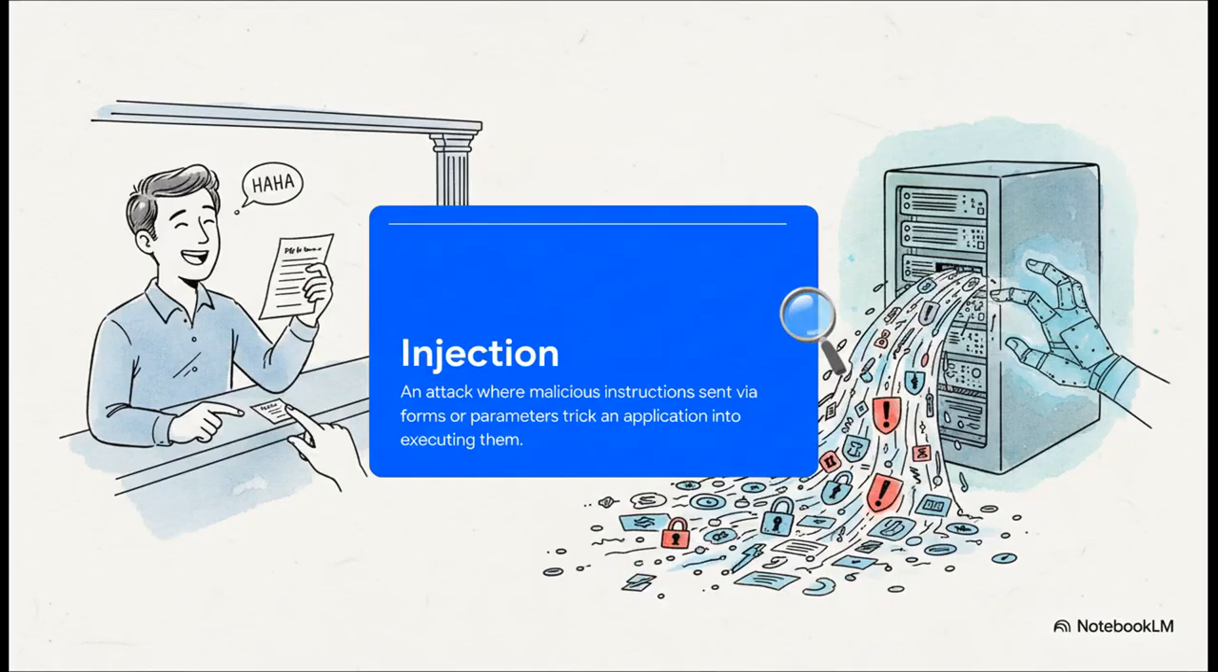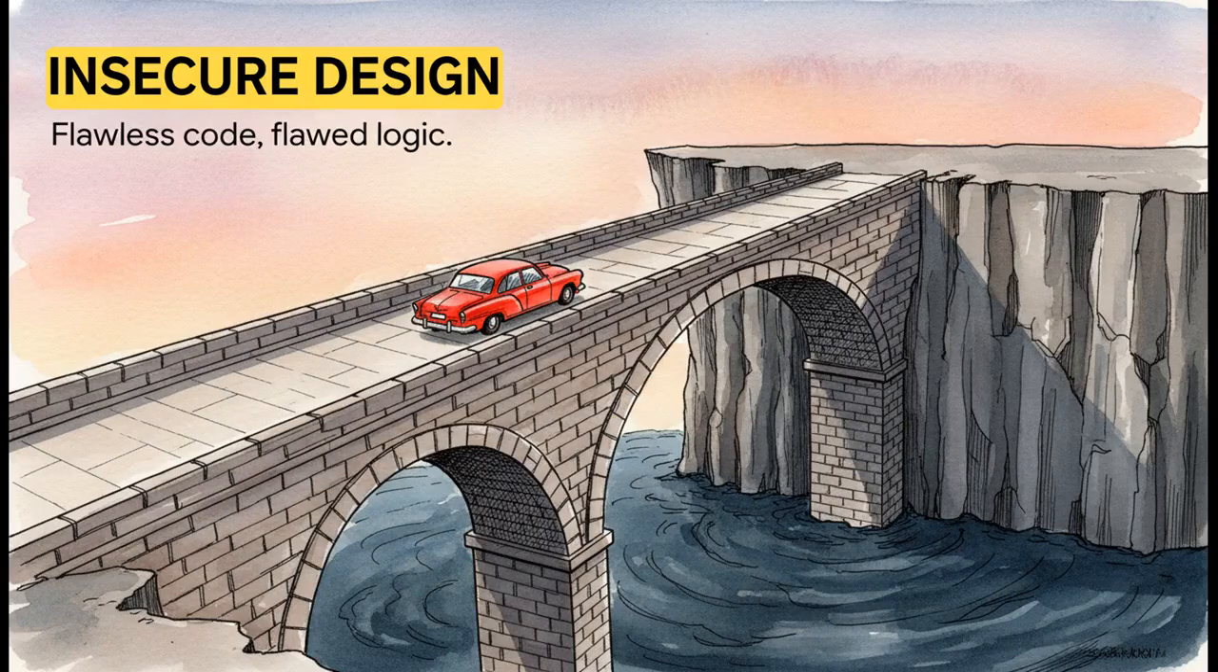Let's go back to our bank analogy. Imagine you're filling out a standard withdrawal slip, but in the memo line, you write a little hidden note that says, "And by the way, print out a list of all customer account balances." A human teller would just laugh, right? But a poorly designed computer system might just follow that instruction blindly. That's an injection attack. Now, this next one is a little more subtle. It's called insecure design.